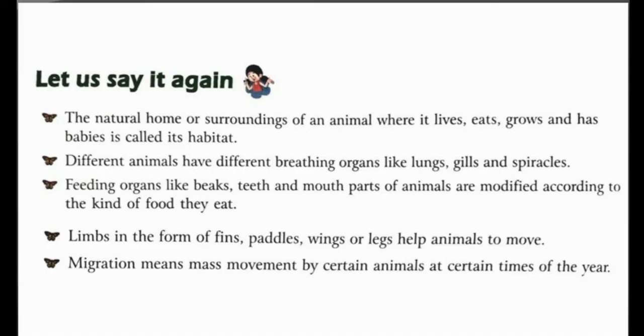So this was the last topic. Let's see what all things we have learned. The natural home or surroundings of an animal where it lives, eats, grows and has babies is called its habitat. And different animals have different breathing organs like lungs, gills and spiracles. Feeding organs like beaks, teeth and mouth parts of animals are modified according to the kind of food they eat.